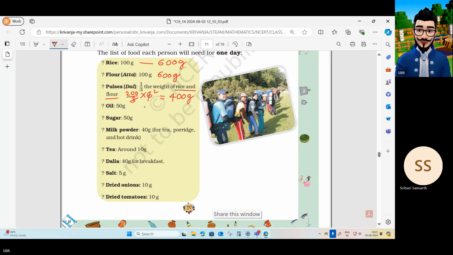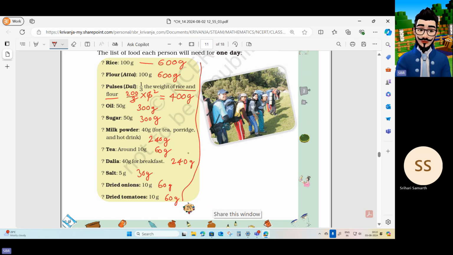Okay, for oil, how many grams? Sugar, how many grams? 300 grams. Milk powder, how many grams? 240 grams. Tea, how many grams? 60 grams. Dalia, how many grams? 240 grams. Salt, how many grams? 30 grams. Red onions, how many grams? 60 grams. Tomatoes? 60 grams. This is for 6 days, each person will be carrying, right?